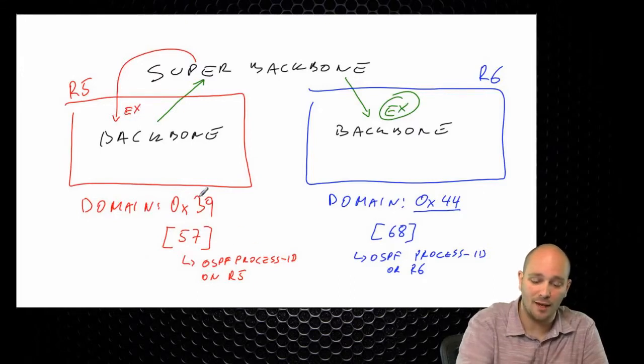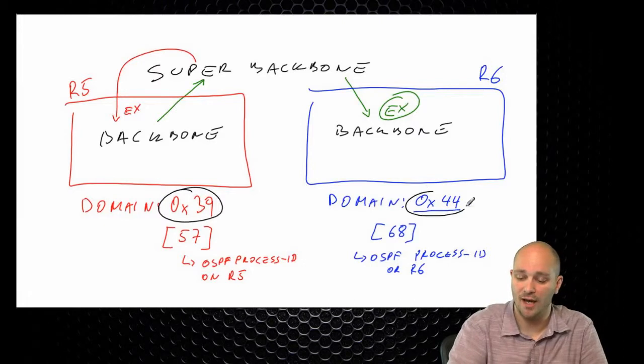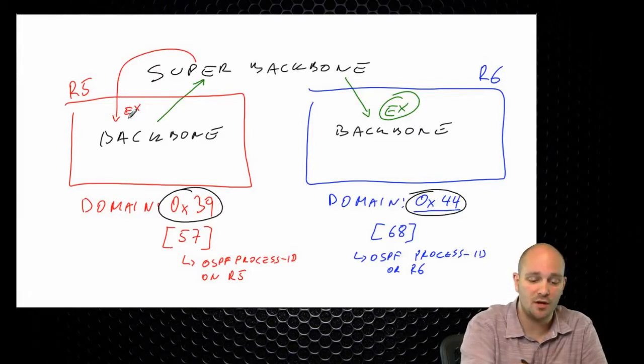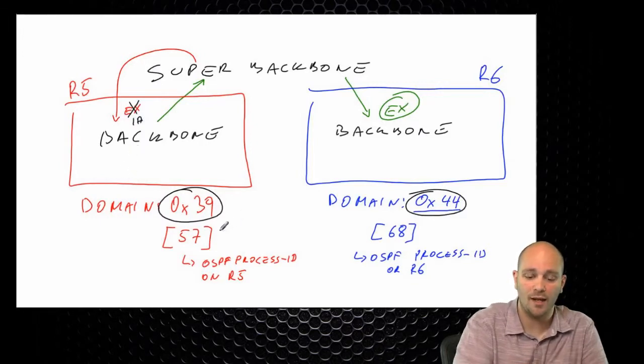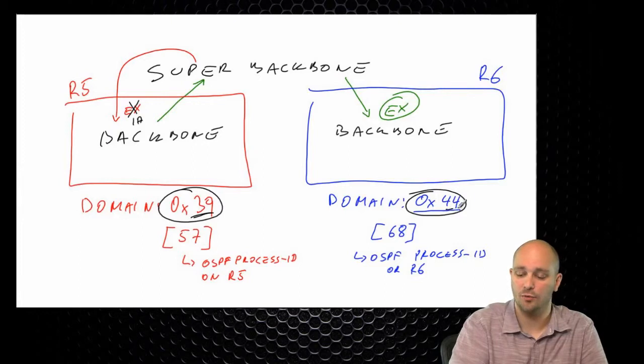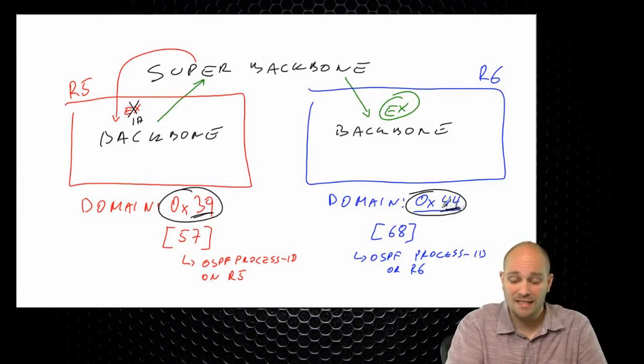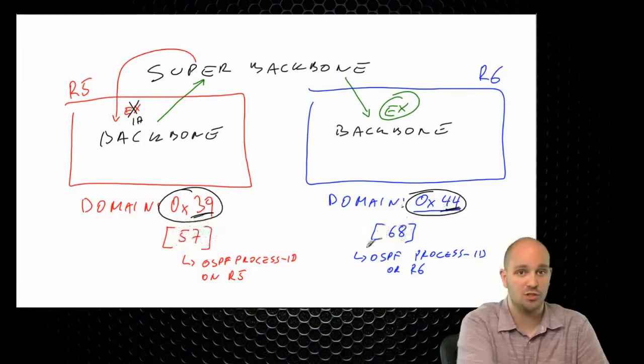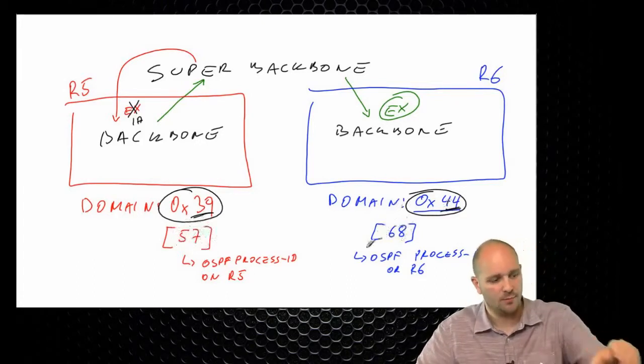Now, if my domain here and my domain here actually matched, when these routes would have been inserted, they would have been inserted as inter-area routes. So I have to find a way to match this domain to this domain here. Now, the easiest solution would be to actually change the process numbers, but let me show you the solution without actually changing the process numbers.